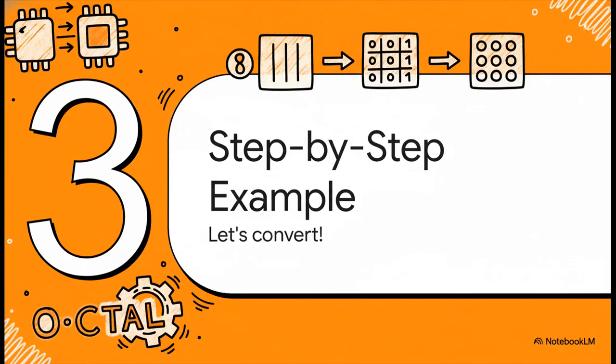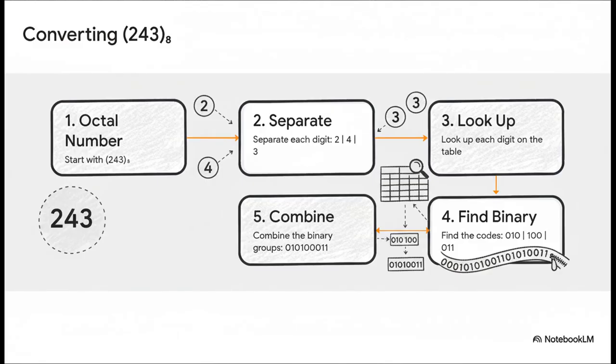Okay, enough talk. Theory is great, but let's see this thing in action. We're going to walk through an example, step by step, and you're about to see just how ridiculously easy this is. Let's take the octal number 243. First thing we do, we literally just break it apart. We've got a 2, a 4, and a 3. Easy enough.